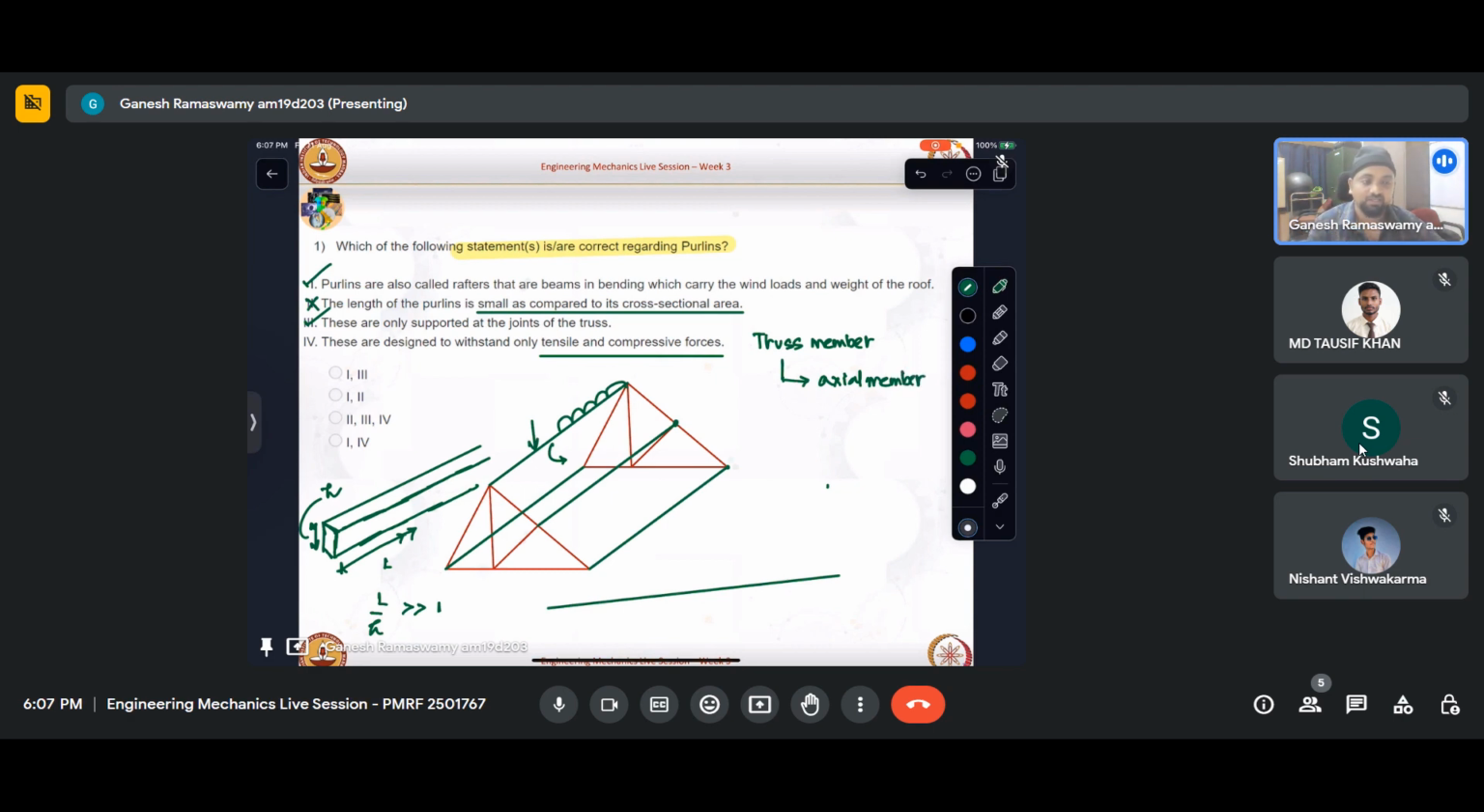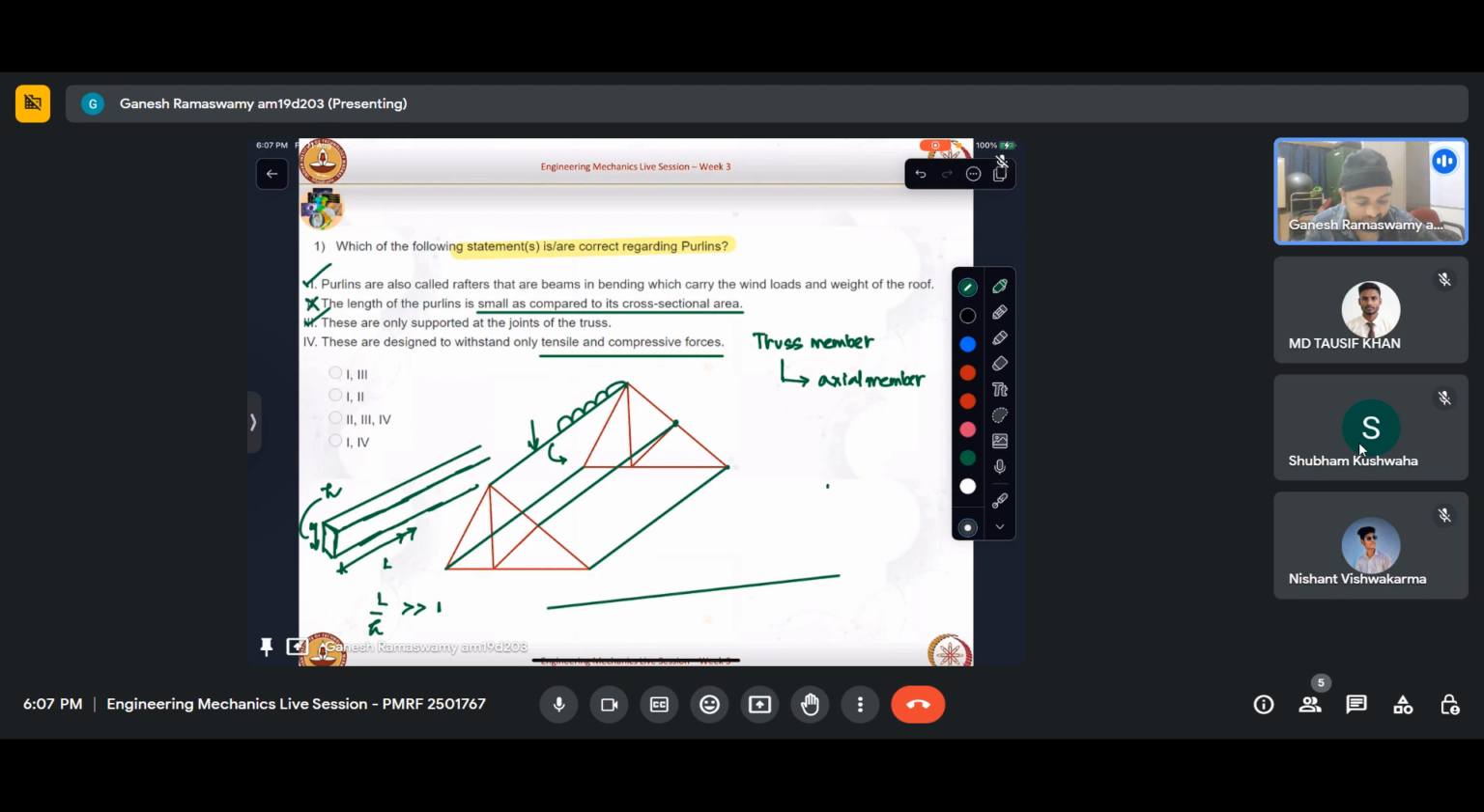Axial member means it can take either compression or tension. It cannot take any bending. But as we saw, purlins essentially take the transverse load, bend, and they deliver the reaction to the joints of the trusses. So these are bending moments and shear force. These get delivered in the form of bending moment and shear force.